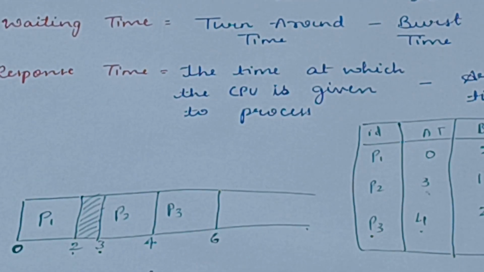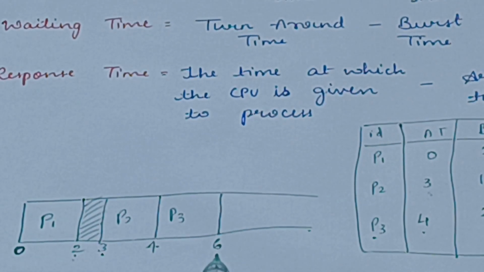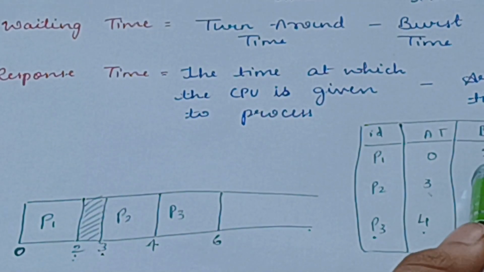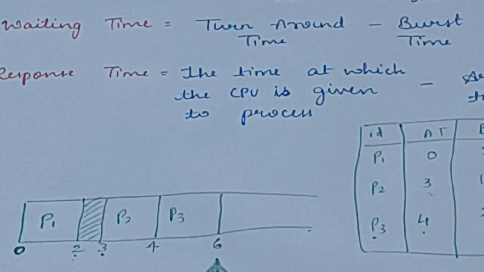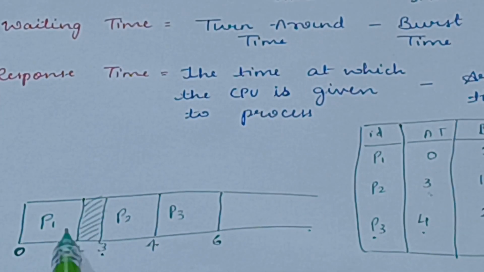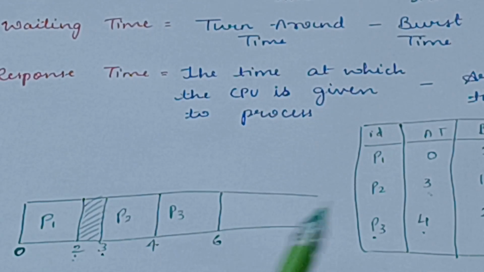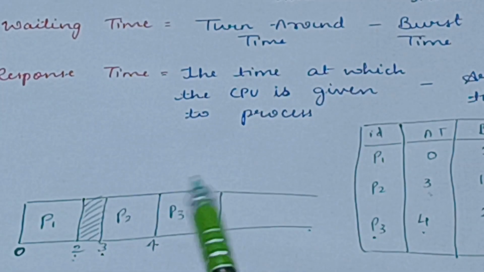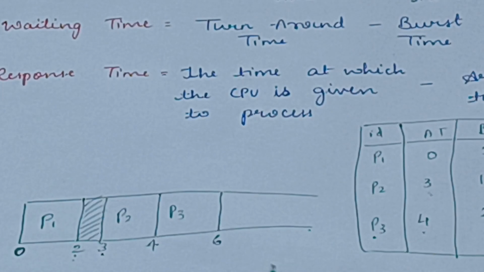Now see, the completion time of P1 will be 2 seconds, P2 will be 4 seconds, and P3 will be 6 seconds. The time that was required is very different from the time it actually gets completed. You shouldn't get confused between the burst time and the completion time. Once you calculate the completion time, then you can calculate the turnaround time, waiting time and response time according to the formula. We will see that in further videos, particularly for various algorithms.